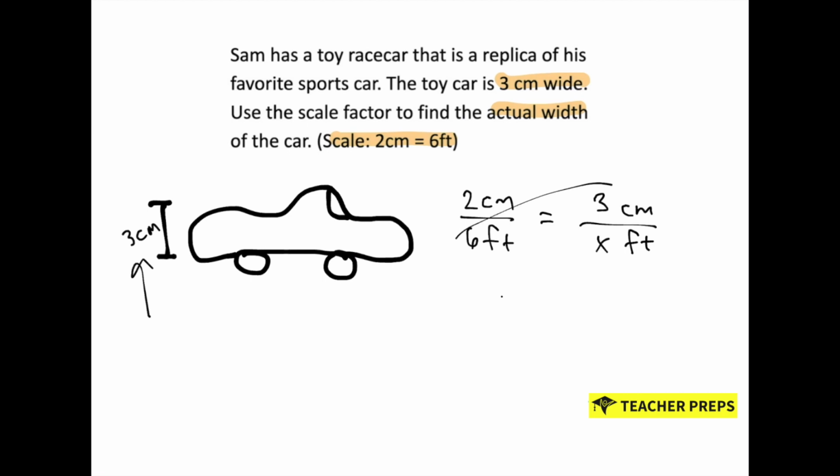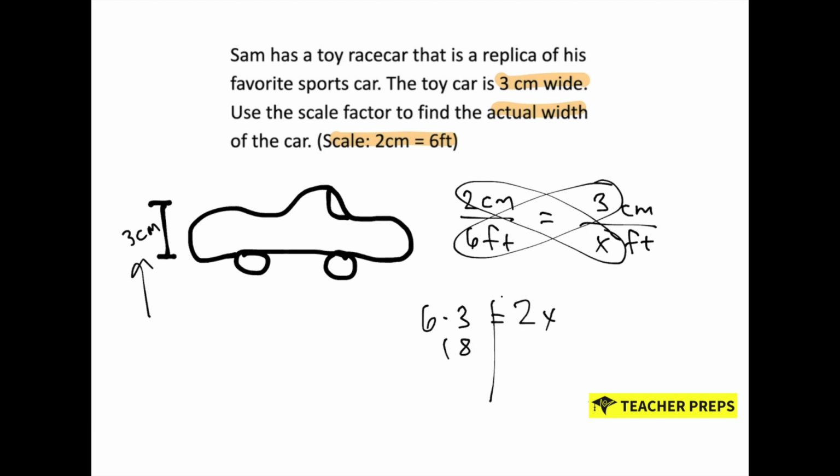The next step is to cross multiply. We know we have 6 times 3, and that's going to equal 2 times x. 6 times 3 is 18, and then we can divide by 2 to get x by itself. The actual width is 9 feet.